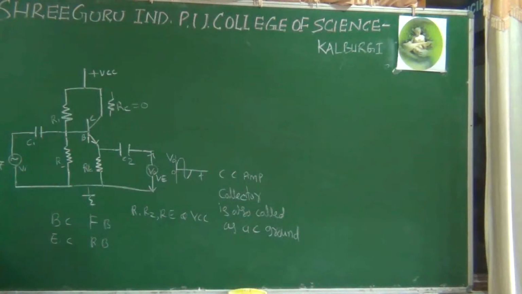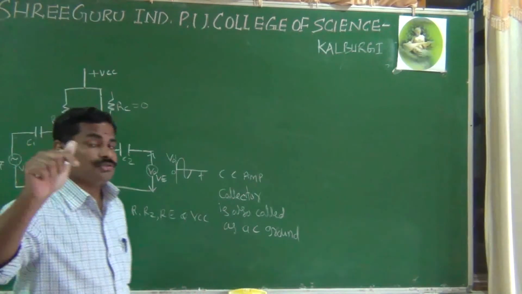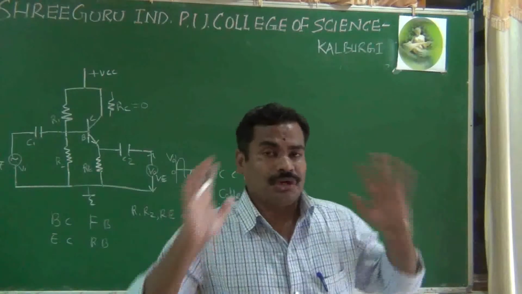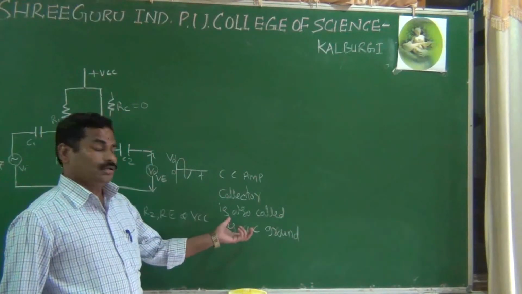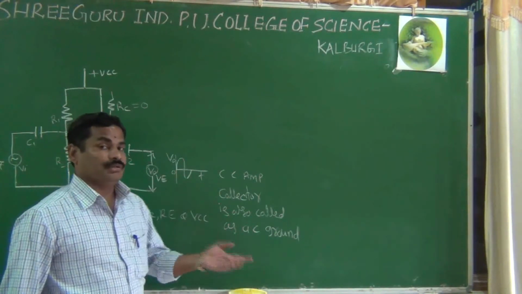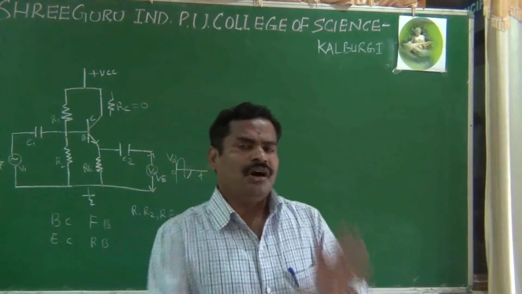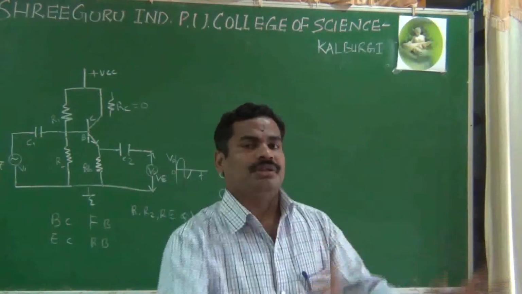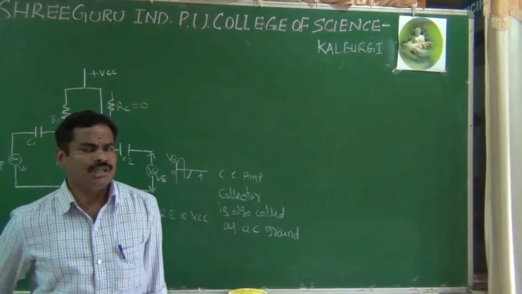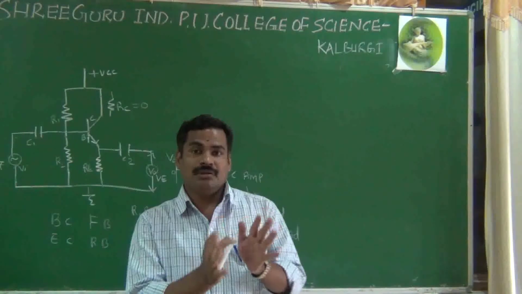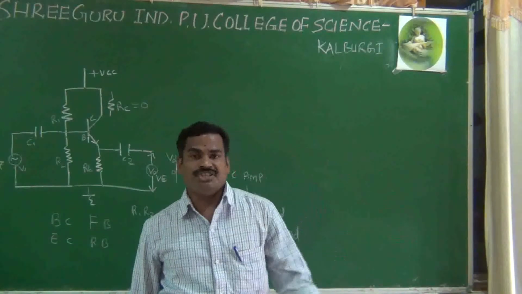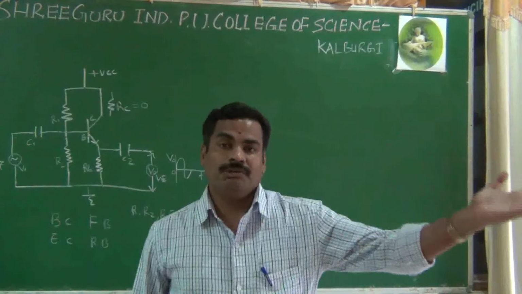And what is the meaning of AC ground? AC ground means it is ground only for the AC signals, not for the DC signals. Don't confuse. It is ground for the AC signals, not for the DC signals. Especially in amplifiers, you give importance to the AC signals, not the DC signals. You are amplifying or buffering the signal only for the AC signal.